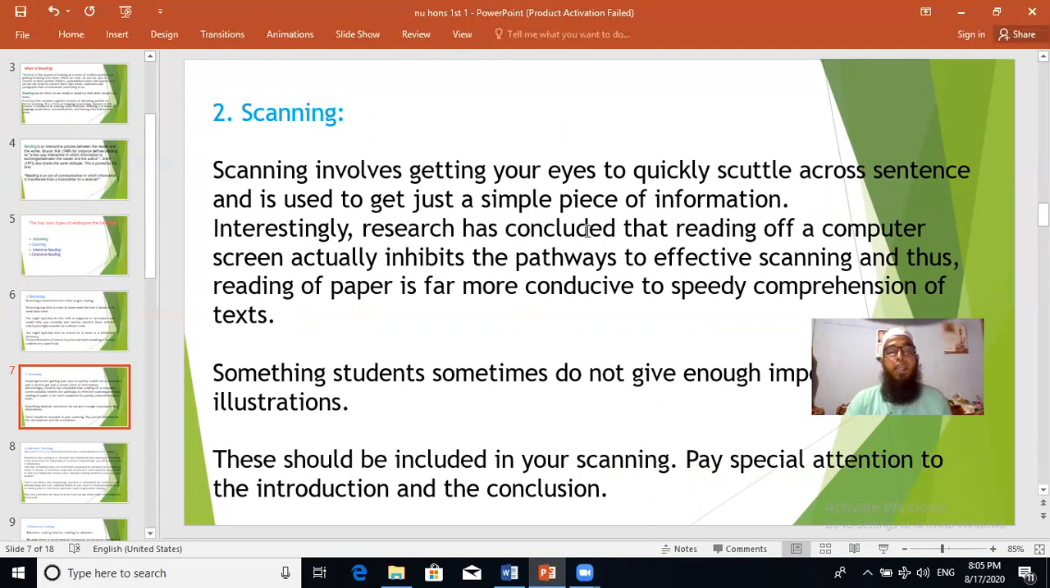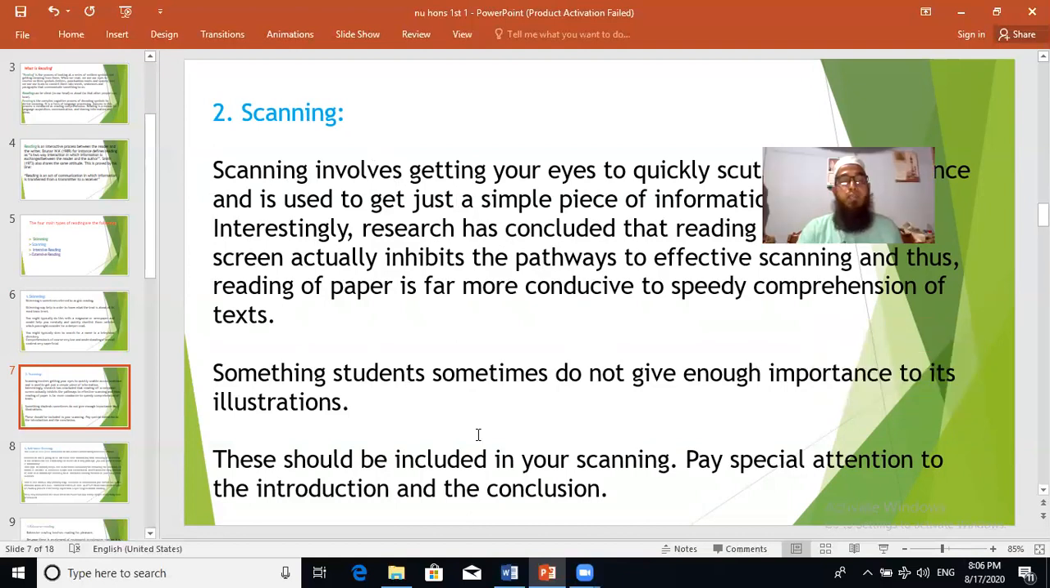Interestingly, research has concluded that reading off a computer screen actually inhibits the pathways to effective scanning, and thus reading on paper is far more conducive to speedy comprehension of texts. So when we read the computer screen, sometimes we do scan. We look for specific information and we read very quickly. We don't go word to word or sentence to sentence. We just go for specific information and give a quick reading. That is scanning.